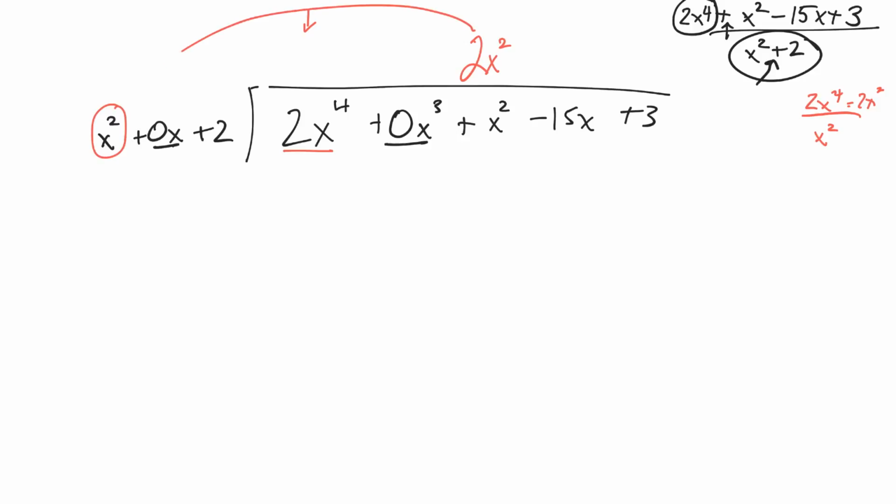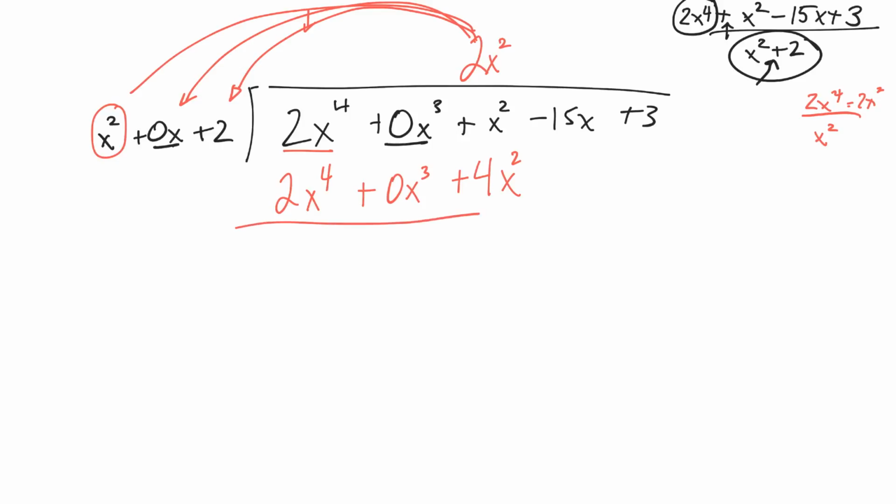So now I multiply this by this, that gives me 2x to the 4th. This by this, that's going to be 0x cubed, or nothing. And this times this will be 4x squared. Okay, now subtract. So when I subtract, these ones cancel out. And I didn't know this was going to happen, these cancel out as well. I guess I shouldn't put an x. I should just leave it blank.